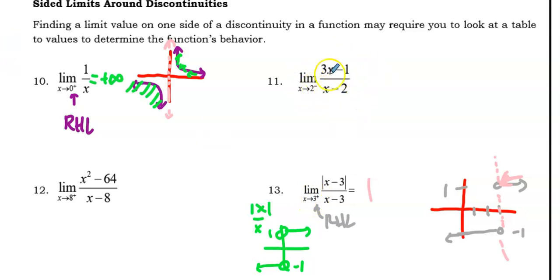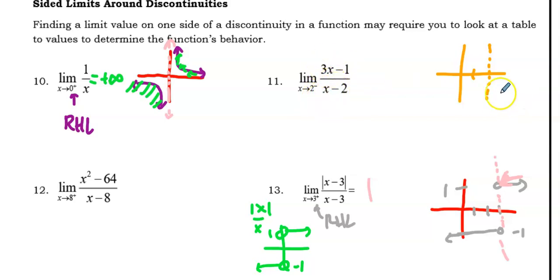Okay, so now let's look at question number 11 and number 12. They're very similar as well, with just a little bit of a difference. Notice that for this one, again, we're looking at x equals 2 from the left. If we were to graph this function, and I'm not going to spend time doing it, we already know that at x equals 2, we would have a vertical asymptote.